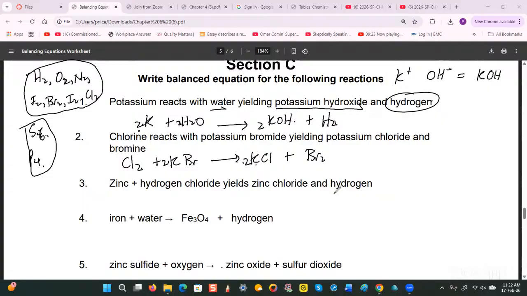Okay, let me hear what you have to say. What would be the reactants? What would be the formula for the reactants? Zinc, Zn plus HCl. Yep. And then what would be the products? Let's start off with the zinc chloride. What would be the formula for the zinc chloride?